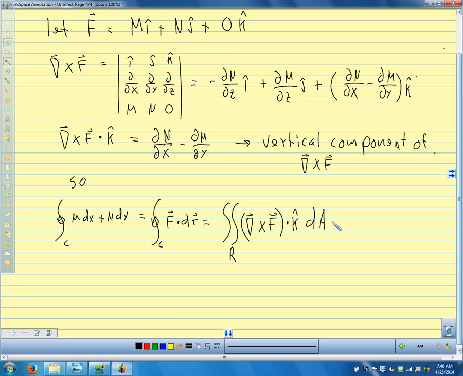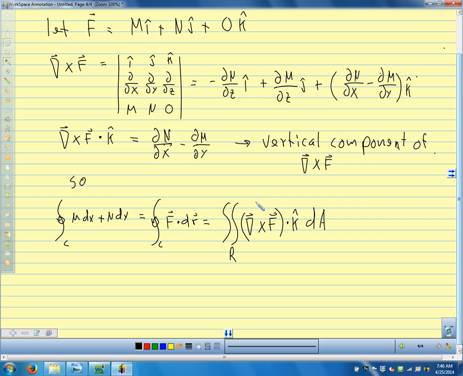So what this is saying is that the line integral of the tangential component of f, so f dot dr, is the tangential component of f around C. The line integral of that tangential component of f around the boundary of the region is equal to the double integral of the normal component of the curl. So the normal component of the curl tells us something about the tangential component of the field around the boundary.